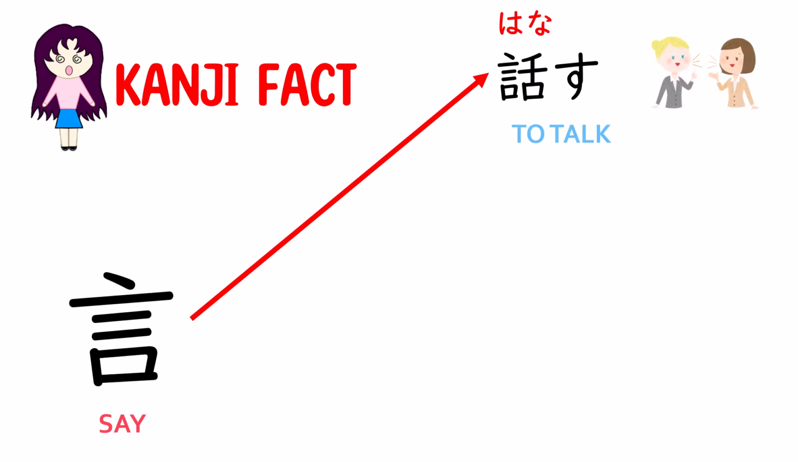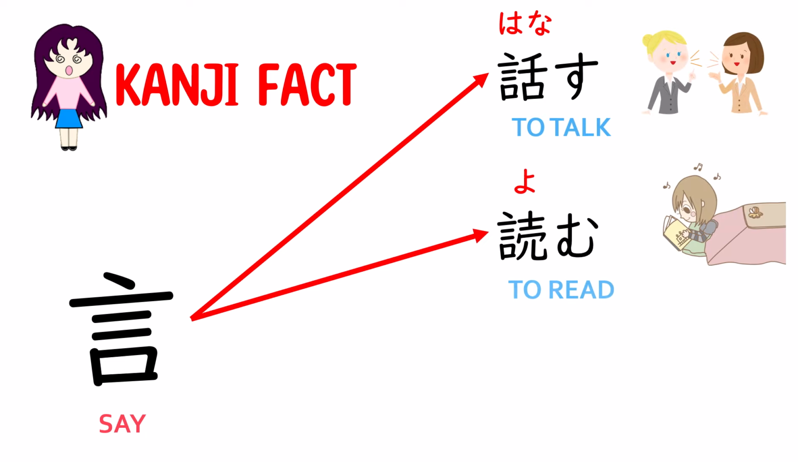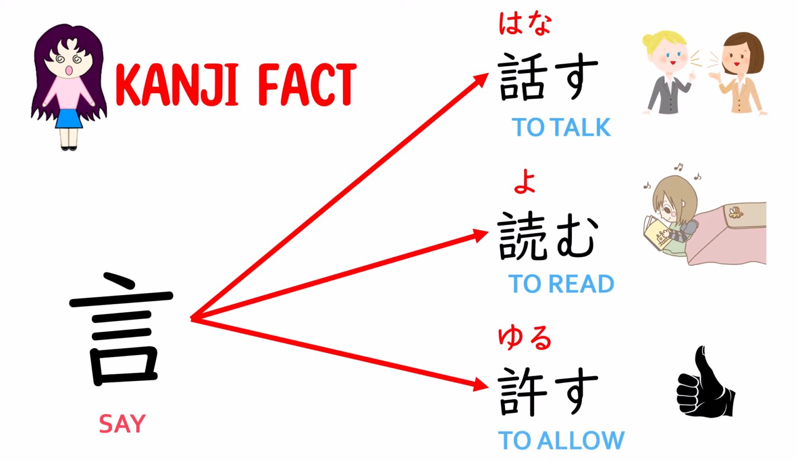Fun fact! Today's kanji is an extremely common radical, and when it appears on the left side, it is telling you the kanji's meaning is related to speech, discussion, or thought. Examples include hanasu, to talk, yomu, to read, and yurusu, to allow.